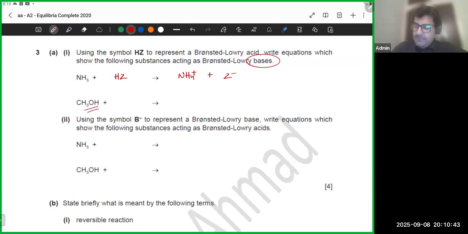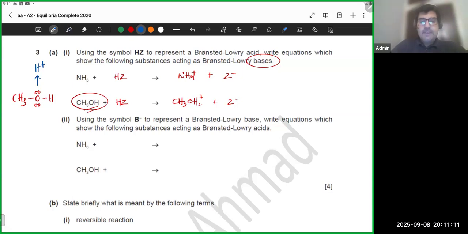This thing over here will also accept an H+. So it will become CH3OH2+ and A-. How do I know that this is capable of accepting H+? Anything that has lone pairs, if there is an H+ floating around, it's capable of attracting it and forming dative bonds with it. NH3 does exactly the same. It has lone pairs, and there's an H+, so it's capable of forming dative bonds with it.